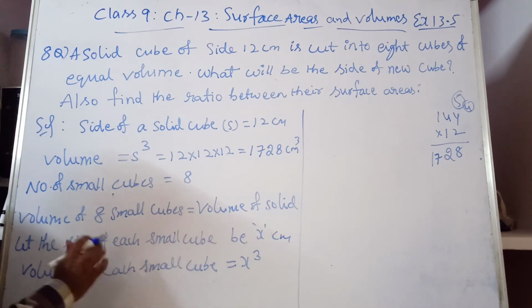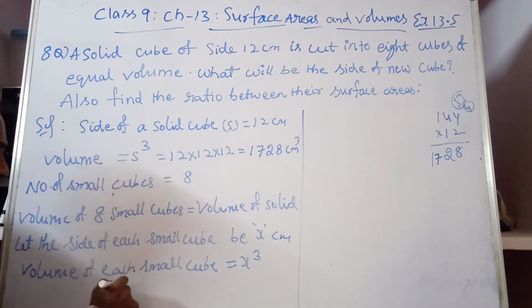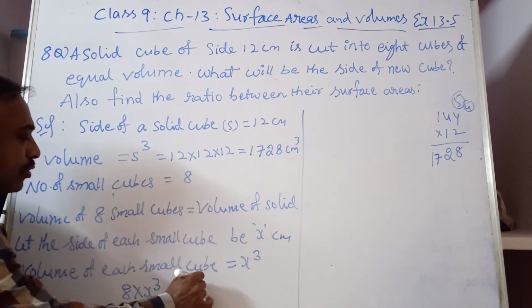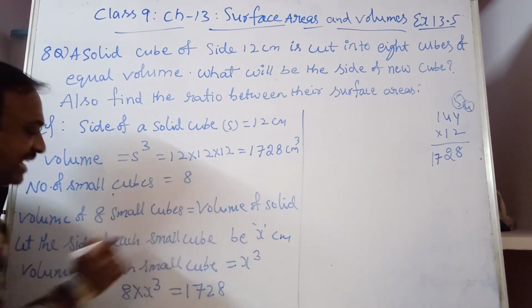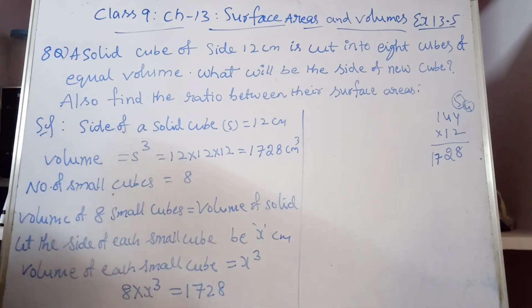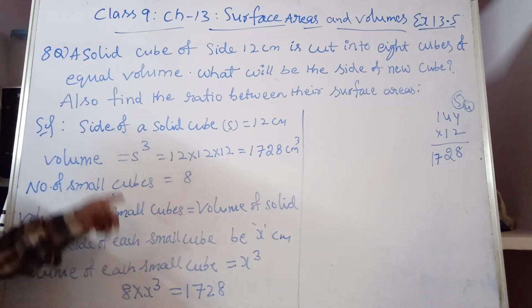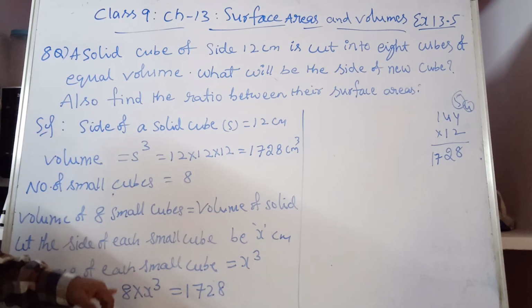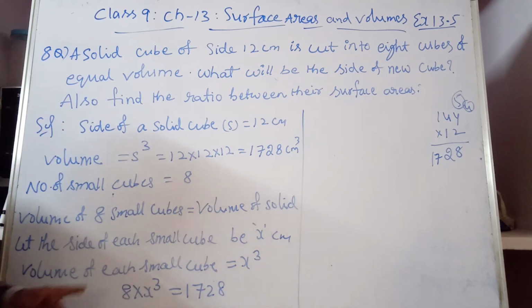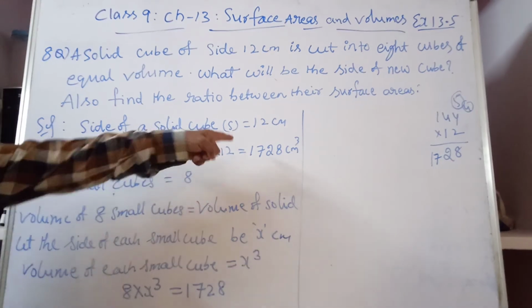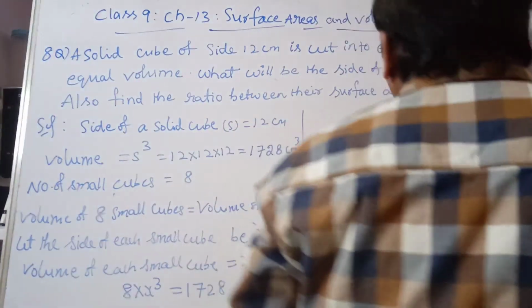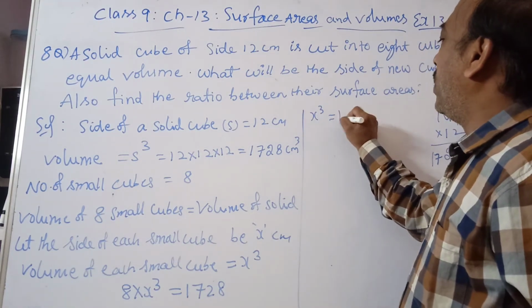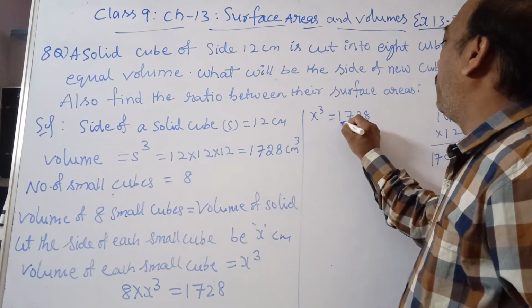Now how many cubes do we have? 8. So 8 into x cube is equal to 1728. Why 8 into x cube? As the number of small cubes, they cut into 8 equal volumes. So the volume of each small cube is x cube. 8 into x cube is equal to the volume of the bigger one, 1728. Now x cube is equal to 1728 by 8.